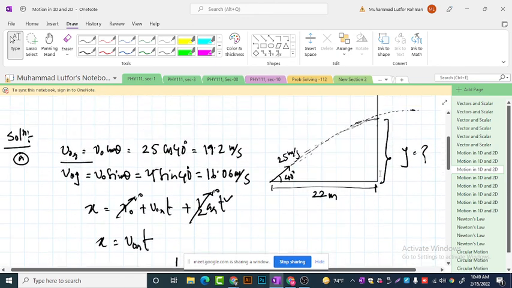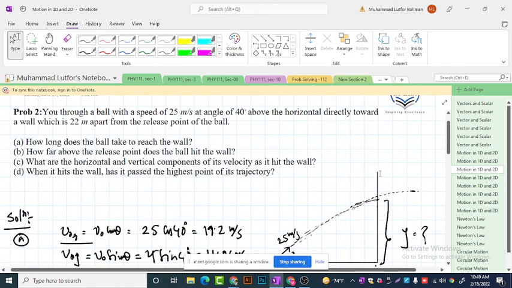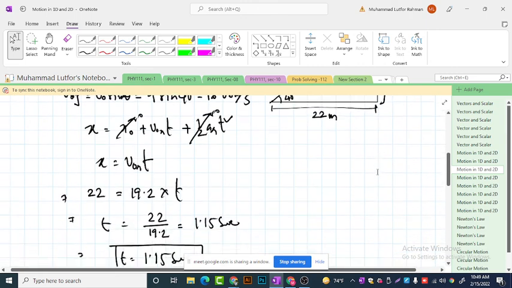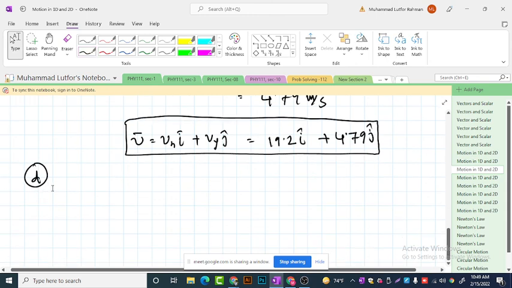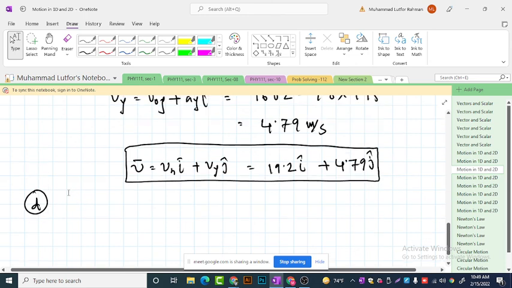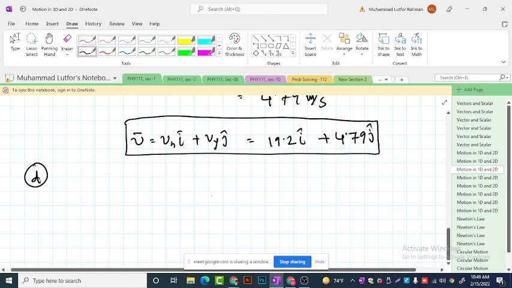All right, so this is what. Now what about the fourth question? When it hits the wall, has it passed the highest point of its trajectory? Can you answer this one? So y value is needed, sir? Y value is needed to find that one, yeah? That's the right track. So look at this.